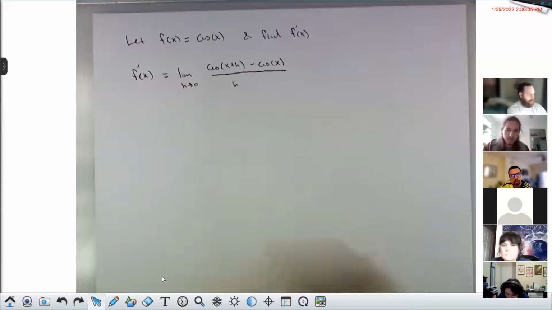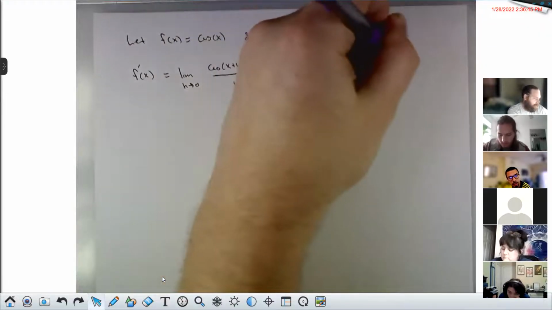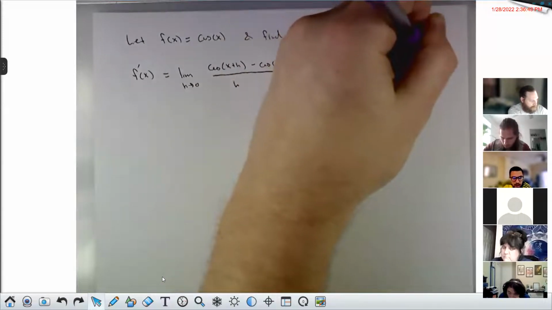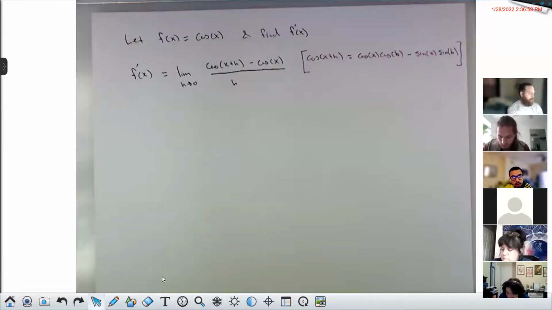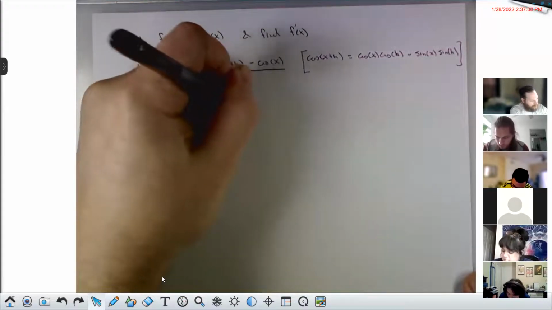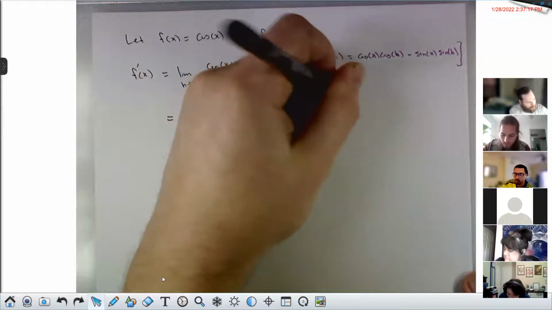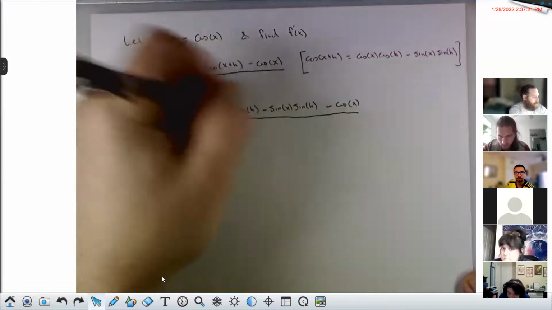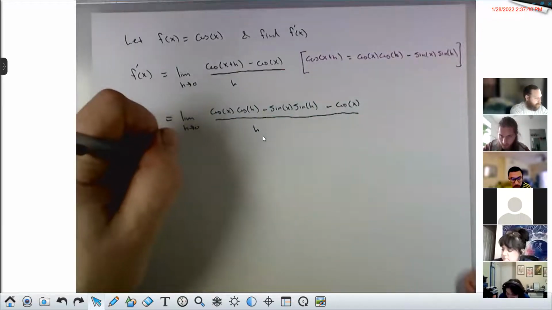Does anybody remember the sum formula for cosine? Cosine x times cosine h minus sine x times sine h. Excellent. So that's the sum identity for cosine, which will allow me to expand this numerator. And the minus cos x is still lingering. And we're going to do the same algebra trick. I have cosine of x now showing up in two different places, here and here. So again, this first term and this last term will be grouped together given their own fraction. This middle term, I will pull out separately.